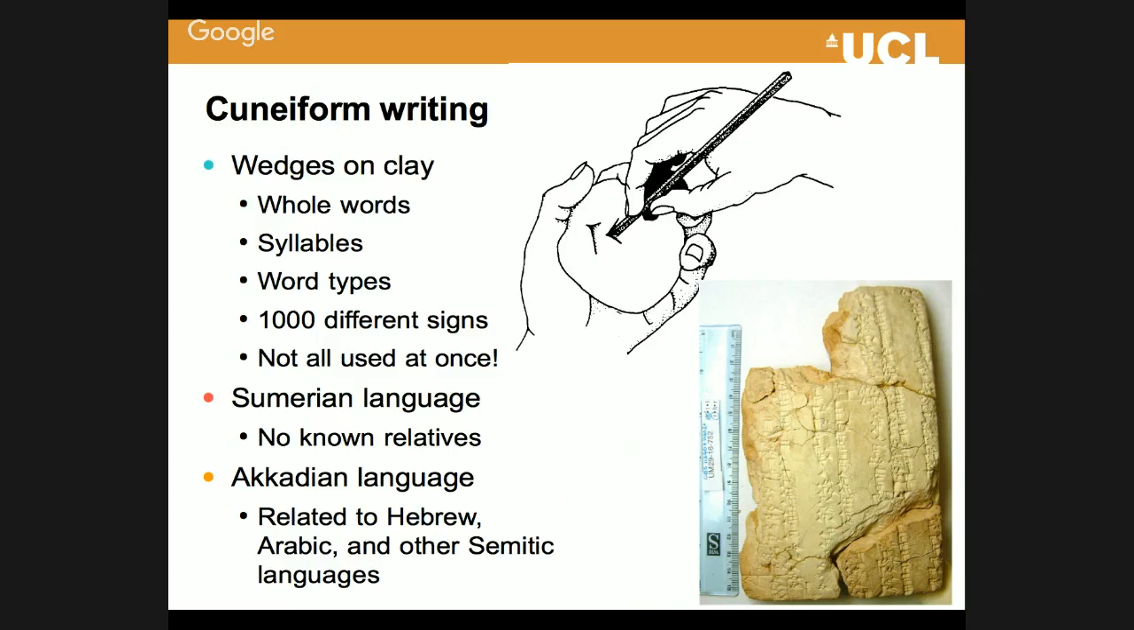So cuneiform is just a script. It's not a language. So just like the modern Western alphabet or the modern Arabic alphabet, it can be used to write lots of different languages. So Indo-European languages like Hittite, Semitic languages like Akkadian, which splits up into Northern Assyrian and Southern Babylonian, which is related to Hebrew and Arabic and other Semitic languages.